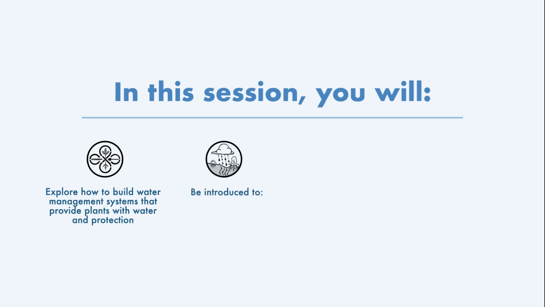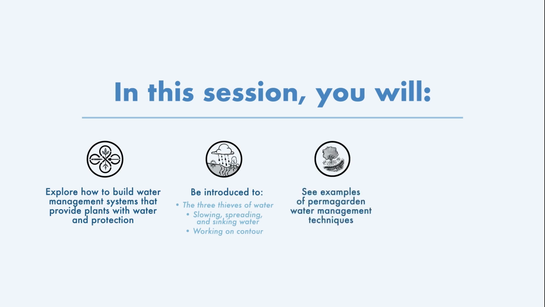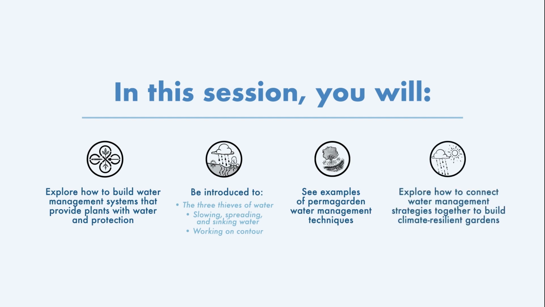We will be introduced to several concepts that can help us use water efficiently, including the three thieves of water: slowing, spreading, and sinking water, and working on control. We will see examples of Permagarden water management techniques. Finally, we will explore how to connect water management strategies together to build climate-resilient gardens.